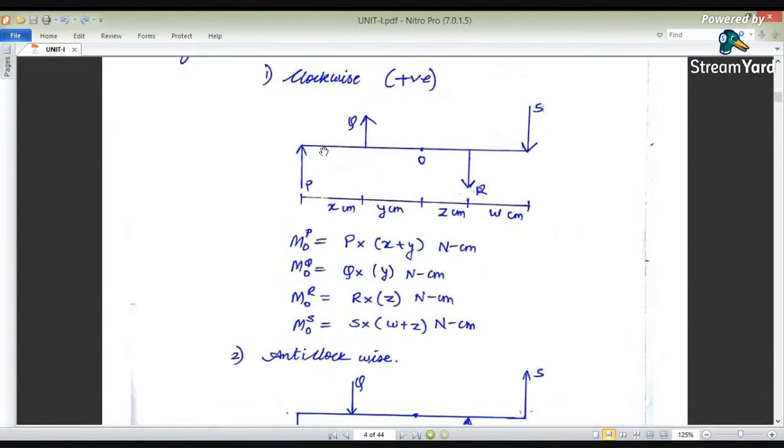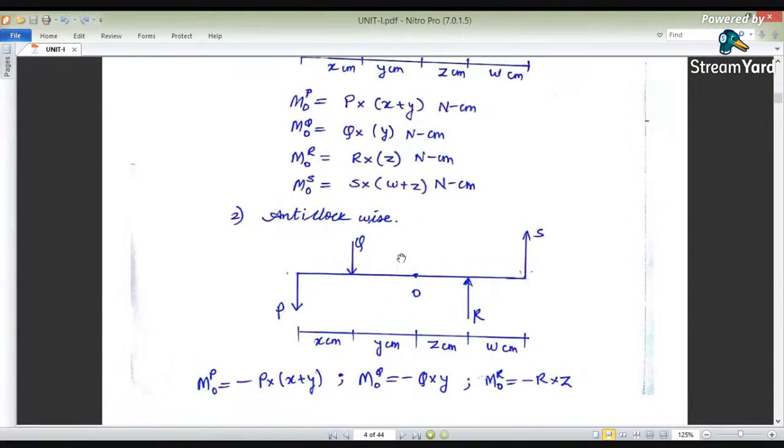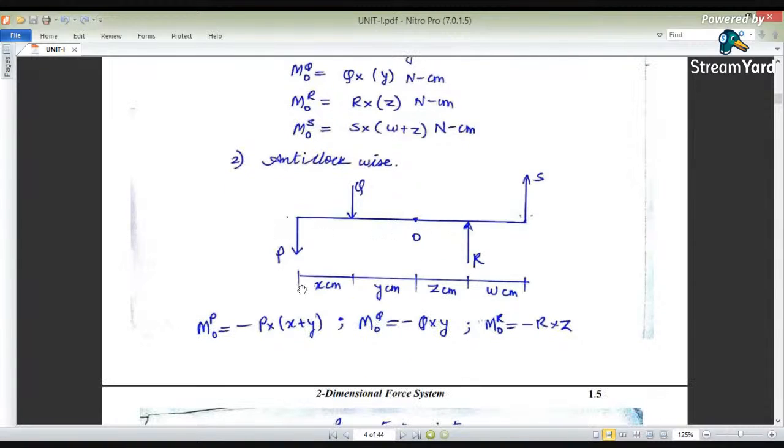We have seen this problem in clockwise directions. Same here, we have to take the moment in anti-clockwise directions. Again, x plus y: we are rotating this force about O, therefore it is in anti-clockwise direction. It has been separated by distance x plus y, therefore it is in anti-clockwise direction.